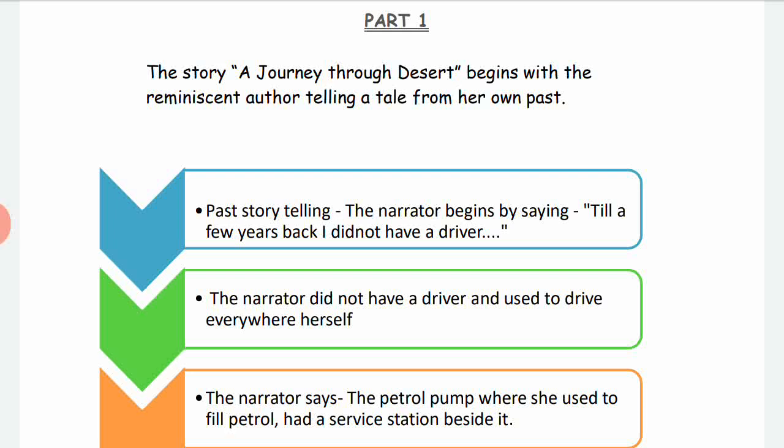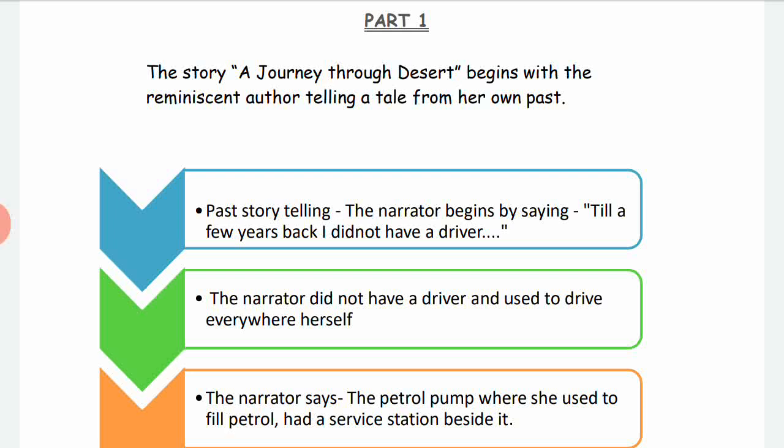And what is the beginning of the story? The beginning of the story is, "Till a few years back I did not have a driver." The narrator says that she did not have a driver and used to drive everywhere herself.